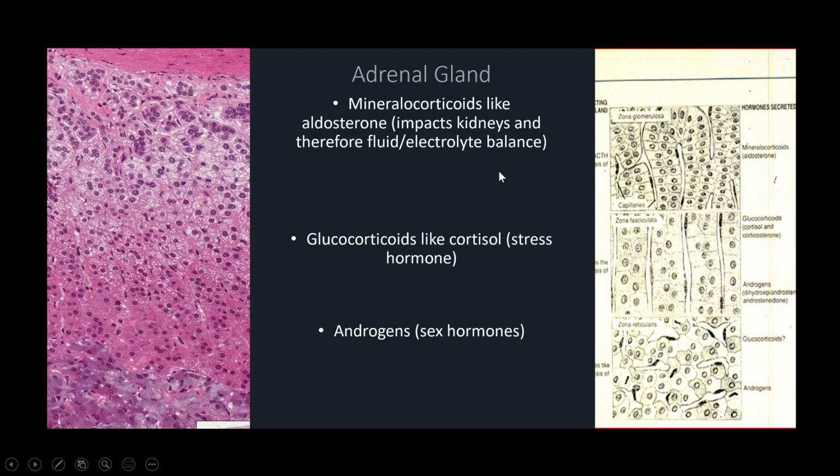Okay. So now we're going to do the adrenal gland, and remember the hormone produced by the pituitary gland that's going to stimulate the adrenal gland is ACTH, right?